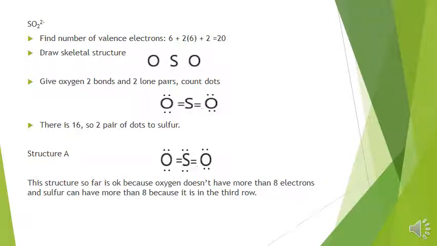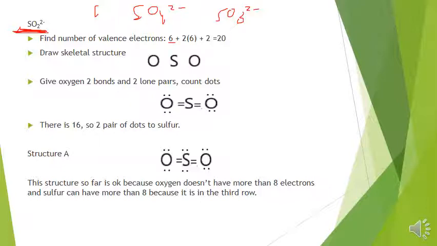Okay. Last problem. SO2 2 minus. This might be called hypo. So SO4 2 minus is sulfate. SO3 2 minus is sulfite. This might be called hyposulfite. And so I don't worry about that. Just going back to what we were taught.